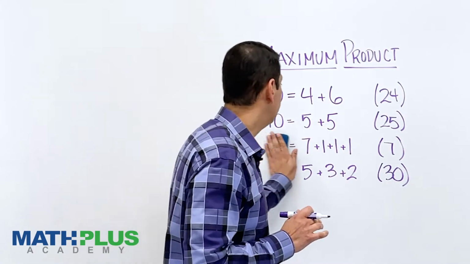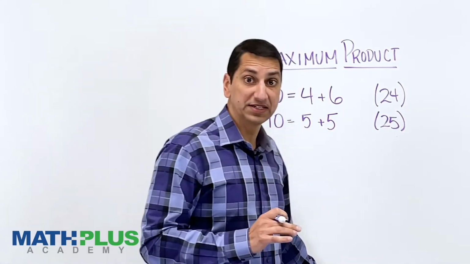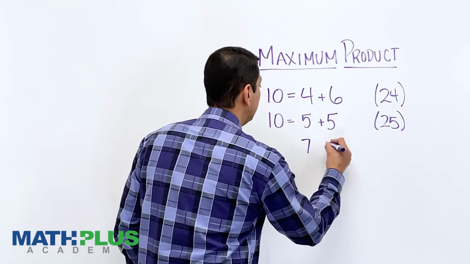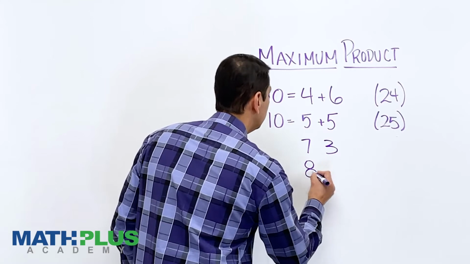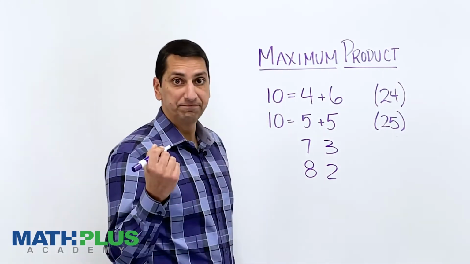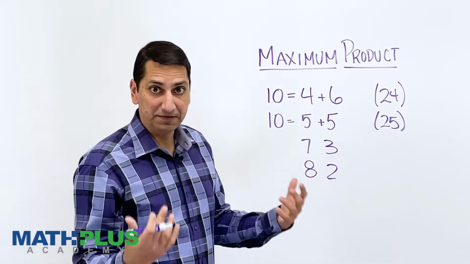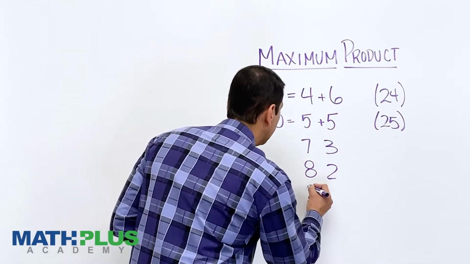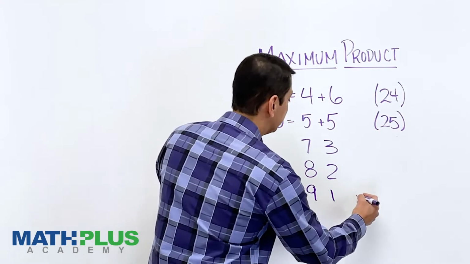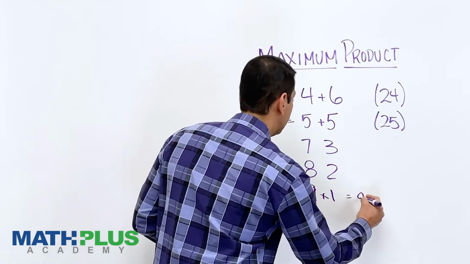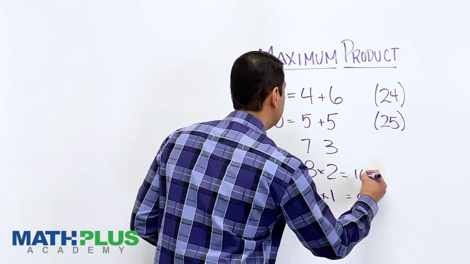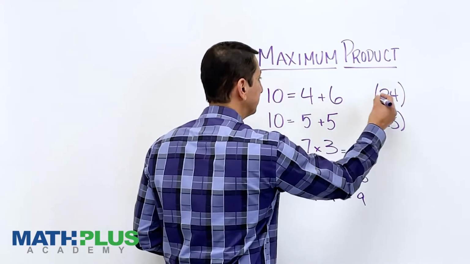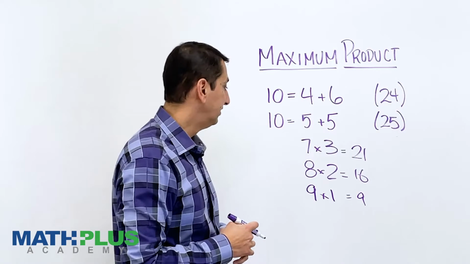So I'll go ahead and get rid of these. I've already done 4 and 6. So now I only need to do what? Let's see, 7 and 3, 8 and 2. And in the interest of time and saving effort, I'm not writing the plus signs or anything. And 9 and 1, I guess. And I know when I multiply these, I'm going to get 9. Here I get 16. Here I get 21. 4 and 6 was 24, and that was 25.